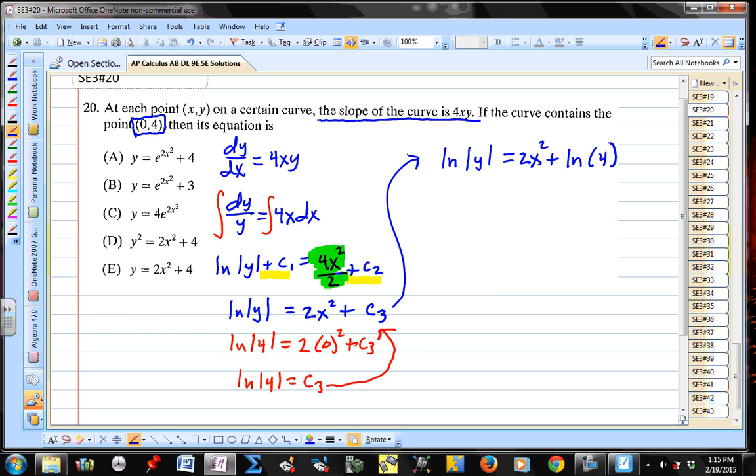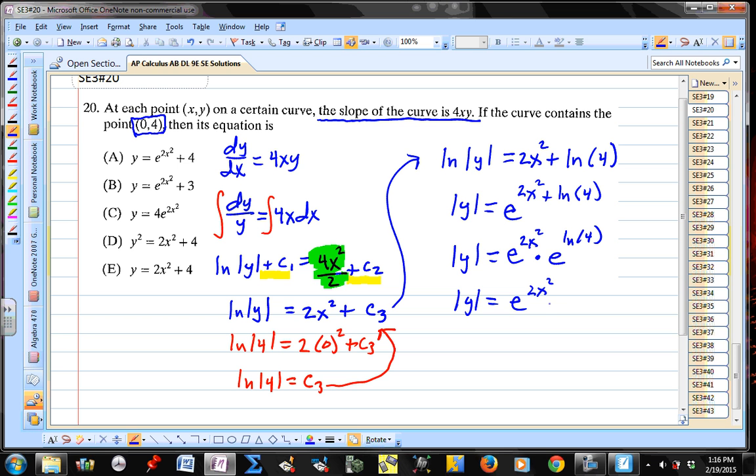Now we need to solve for y and match the answer with the ones that are listed. So let's rewrite this as an exponential equation. We can say that the absolute value of y is equal to e to the 2x squared plus the natural log of 4. Now, if you remember your exponent rules, we can call this e to the 2x squared times e to the natural log of 4. And now if you remember, e to the natural log of 4 is really just 4.